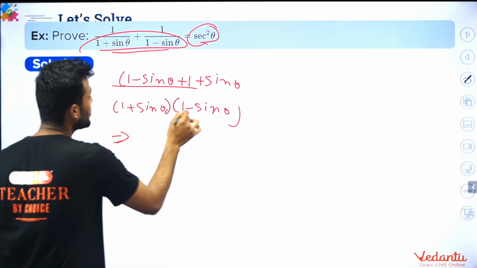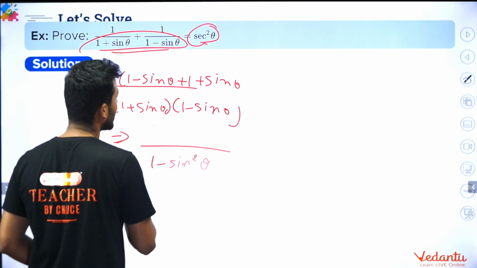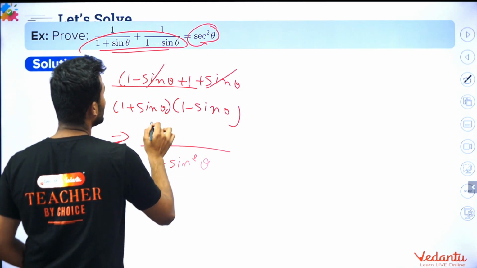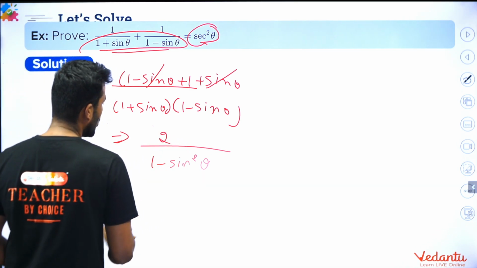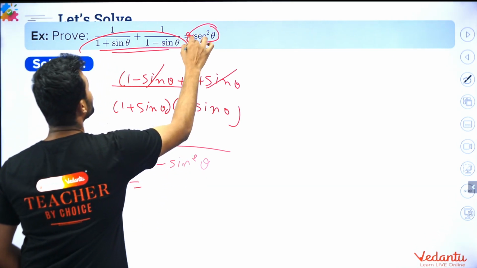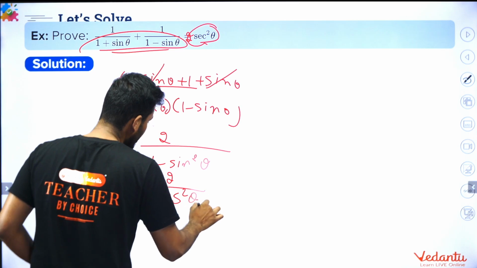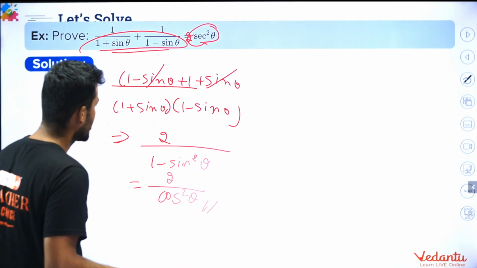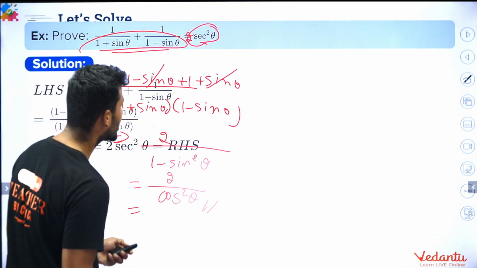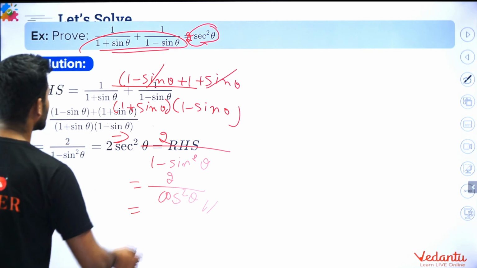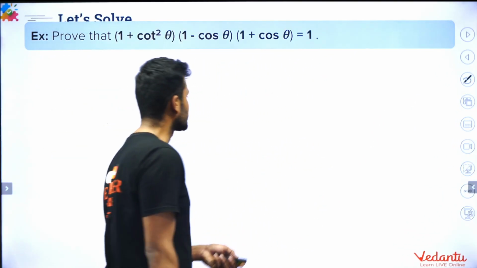Then (a plus b) into (a minus b) becomes 1 minus sin square theta, a square minus b square theta. Sin theta gets cancelled. 1 plus 1 becomes 2. Here 2 is missing, sorry for that. 1 minus sin square theta is equal to cos square theta. Then it becomes very simple. 2 cos, 1 by cos is nothing but secant square theta. It is proved. Here, look, 2 secant square theta. Students, 2 is missing here.